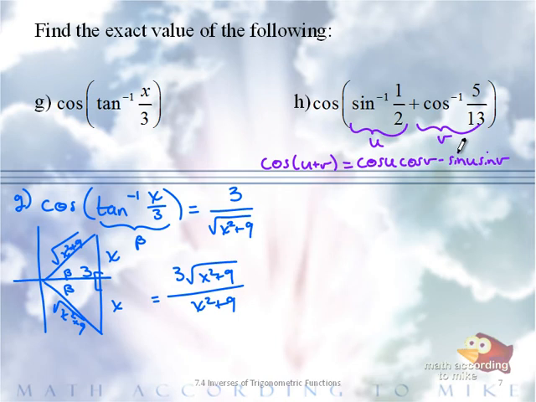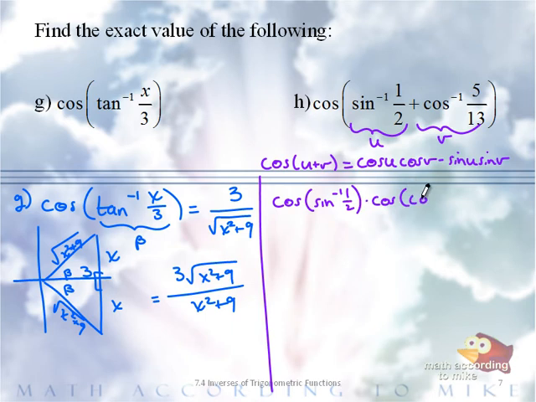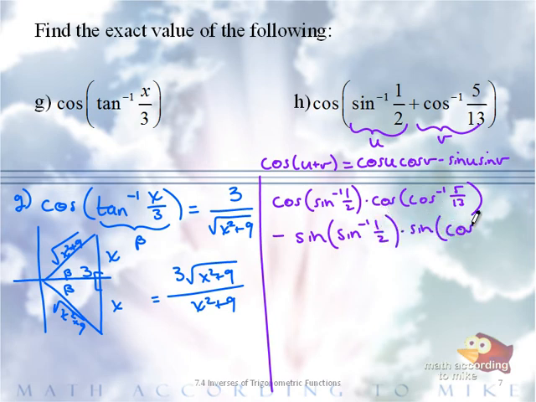Wherever you see a U, you're going to put sine inverse of 1/2. Wherever you see a V, you're going to put cosine inverse of 5/13. Doing so, we're going to have the cosine of the sine inverse of 1/2 times the cosine of the cosine inverse of 5/13 minus the sine of the sine inverse of 1/2 times the sine of the cosine inverse of 5/13.